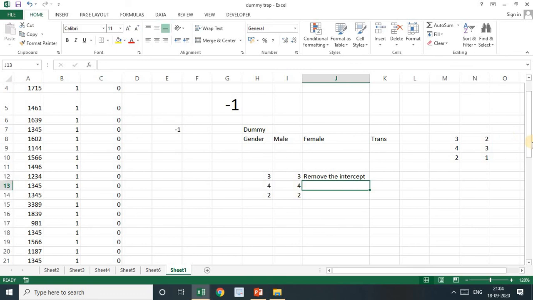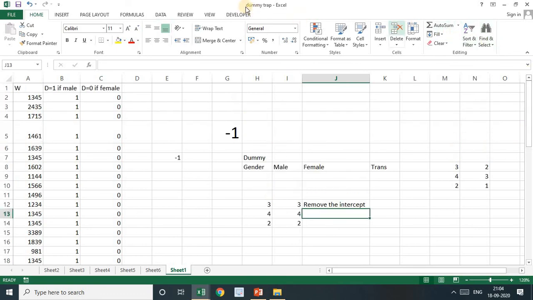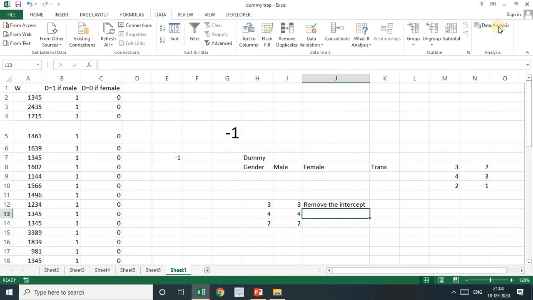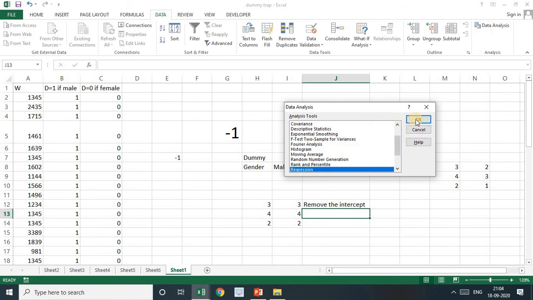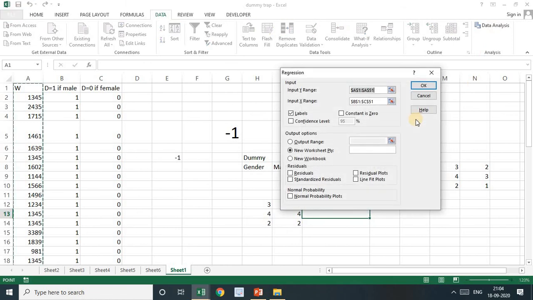Okay, how can we run it? Let me check it. Okay, now you do the same things: data analysis, regression. Okay, we have selected everything, and now you look here. There is an option called constant is 0. What are we doing here? We are suppressing the intercept. We are assuming that the intercept is equal to 0. Okay, now you run the regression.